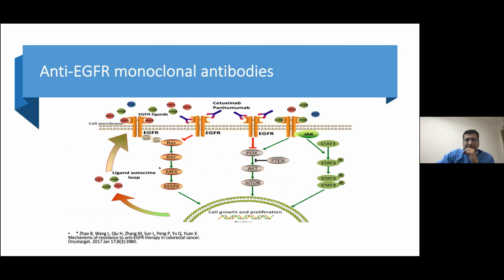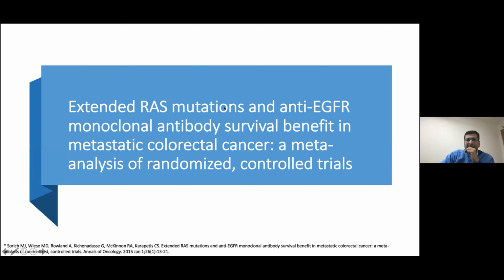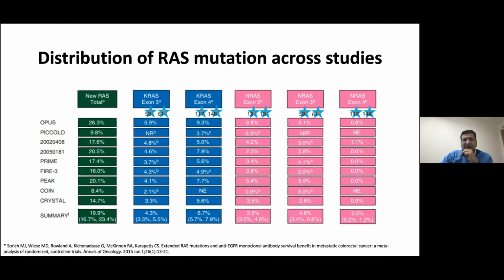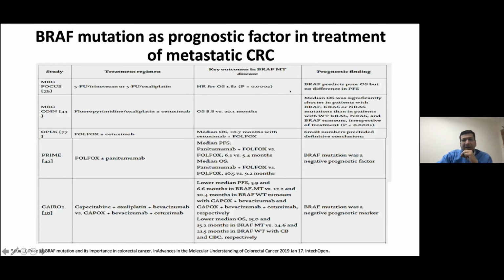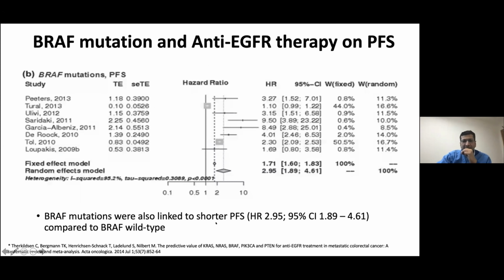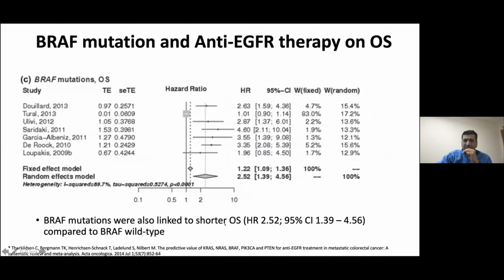So this we will see, because we know RAS-RAF are downstream pathways and EGFR works here at the surface. So if this is mutated, or these are activating mutations, these therapies will not work. So with a RAS mutation, the EGFR inhibitor will not work. People have done different studies, and in all the studies, in different proportions, there were patients who had RAS mutation. Again coming to BRAF, it predicts a poor response. In multiple studies, BRAF has been shown to be a poor or negative prognostic marker. They are linked to shorter PFS and shorter OS.